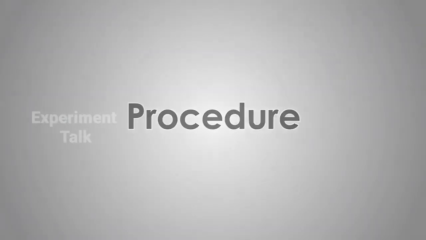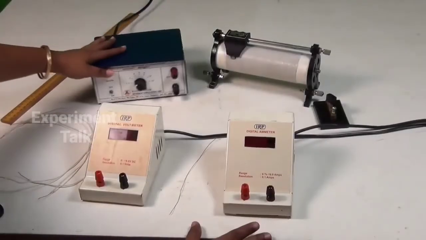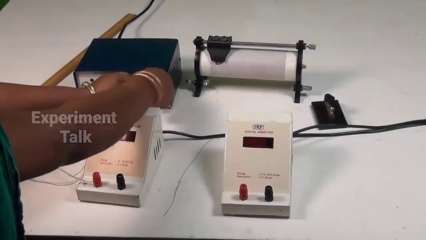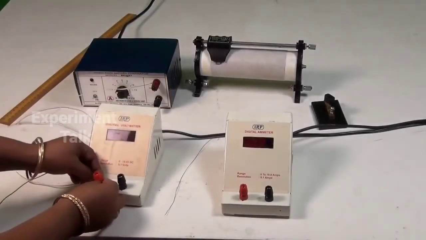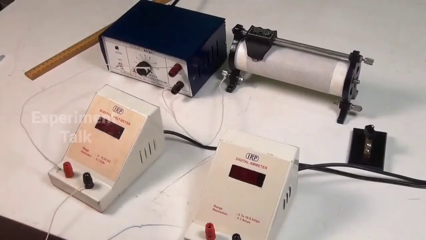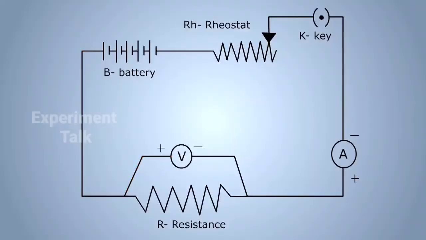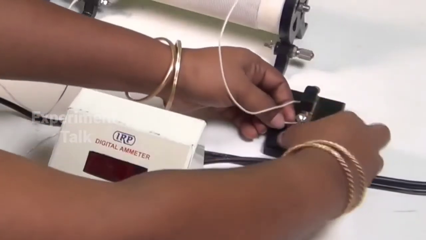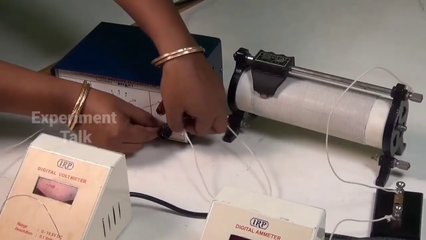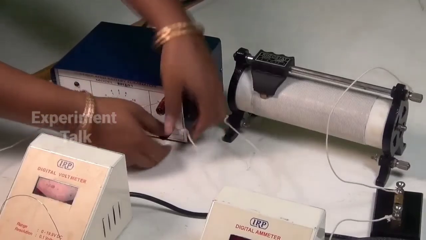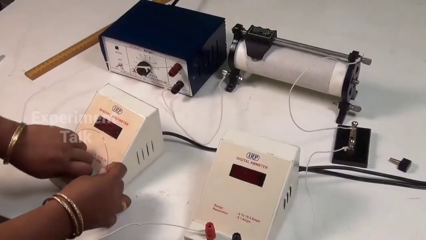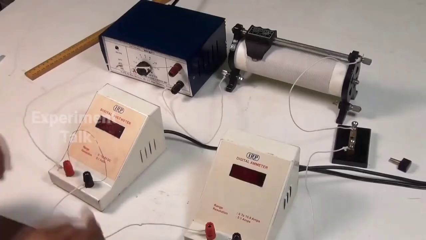Procedure: arrange the required materials according to the circuit diagram. The positive terminal of the battery is connected to the positive terminal of the voltmeter, which is connected in series with the ammeter. Through a key, the connection can be extended to the upper terminal of the rheostat, whose lower terminal is connected to the negative terminal of the battery. The given resistor must be connected in parallel to the voltmeter.